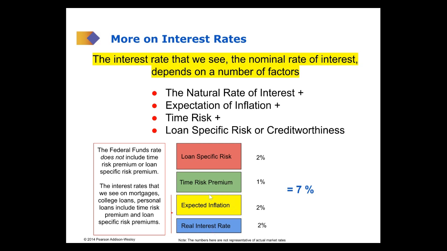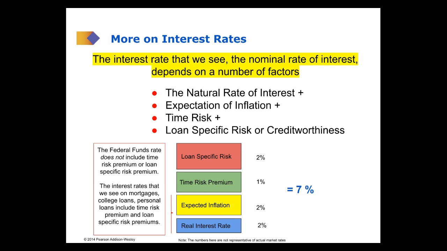It would be the real interest rate and any expected inflation that happens in the time that the loan is being made. But it doesn't include other things like time-specific risk. If you're going to borrow the money for a longer time, you're going to pay a higher rate than borrowing the money for a shorter time because there's less risk associated with a shorter-term loan than a longer-term loan. And then the loan-specific risk.